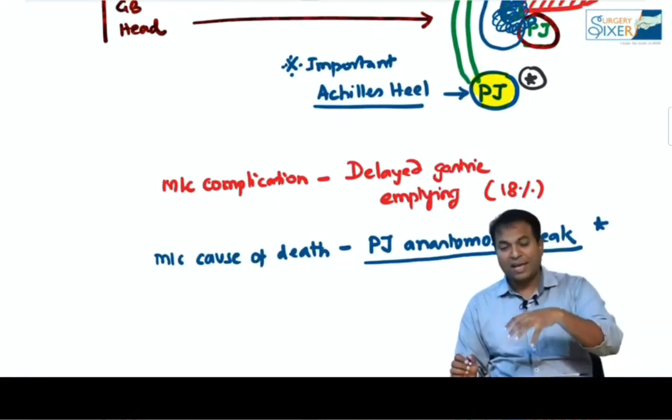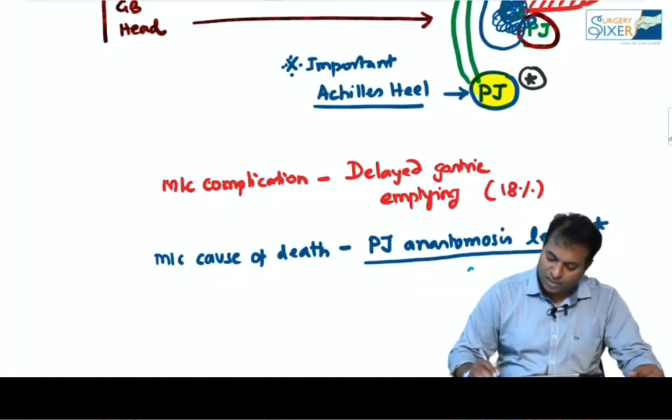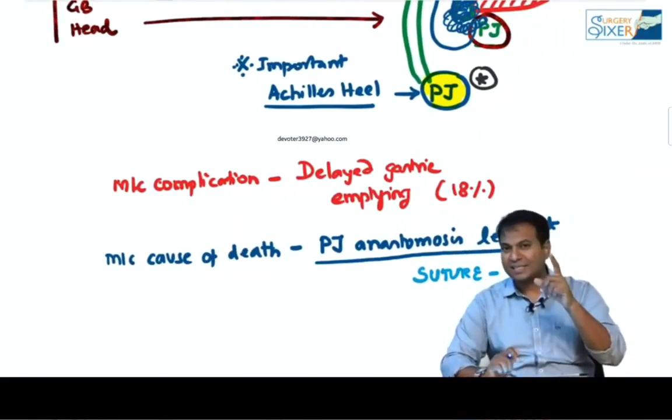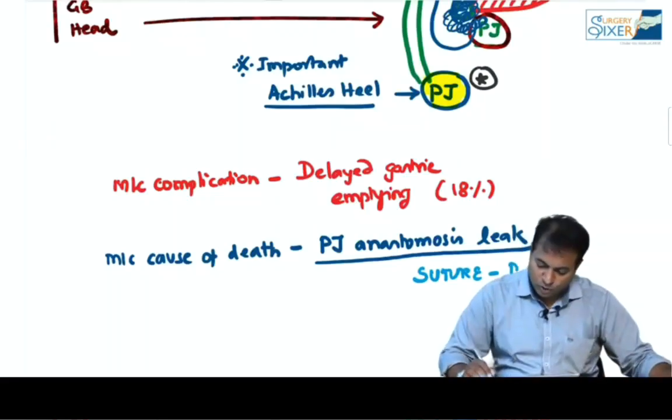Usually the senior most surgeon will come and do the PJ anastomosis. What suture material should be used for this pancreatic jejunal anastomosis? Please remember, Vicryl should not be used because Vicryl will be digested by the pancreatic juice. We should use only Prolene.